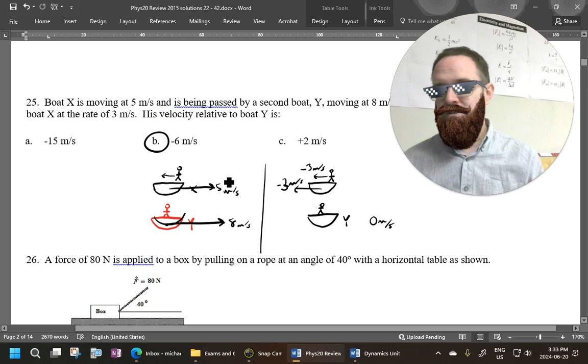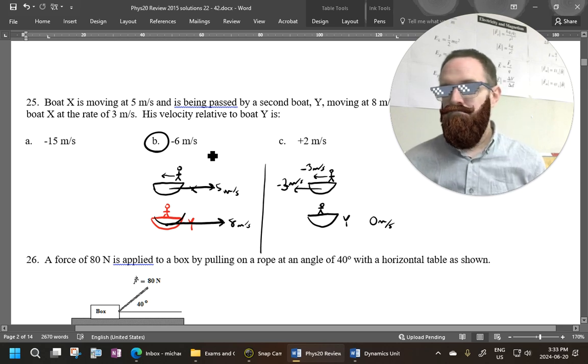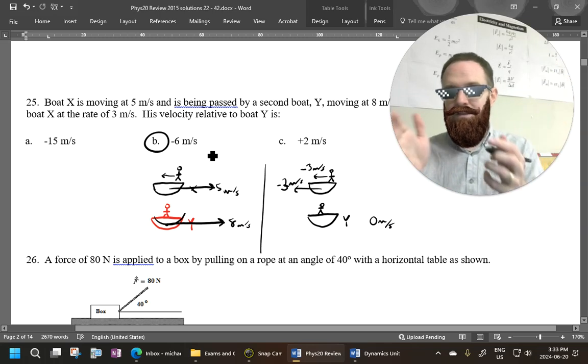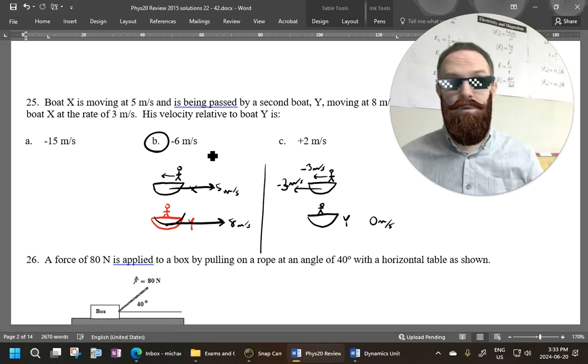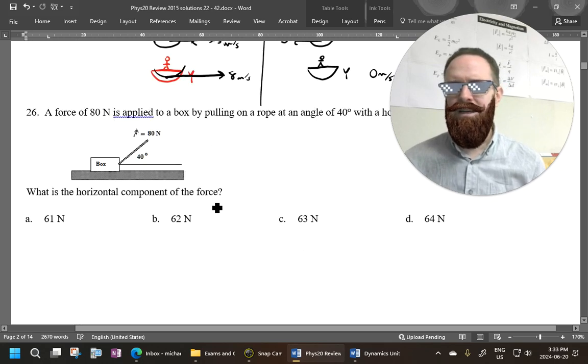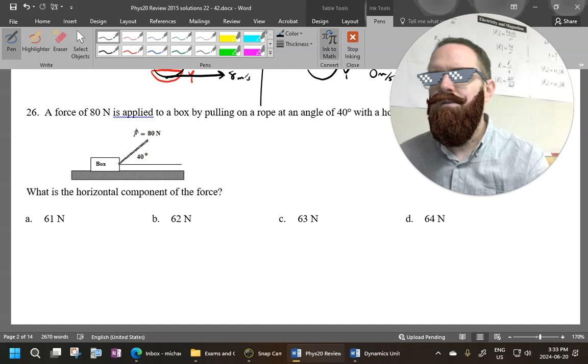So I can change the frame of reference. Just like when we talk about potential energies, 0 can be wherever you want it to be, and the same thing with these velocities. 0 can be wherever you want it to be. Anyway, let's keep on going. Let's go to questions that are actually useful here.